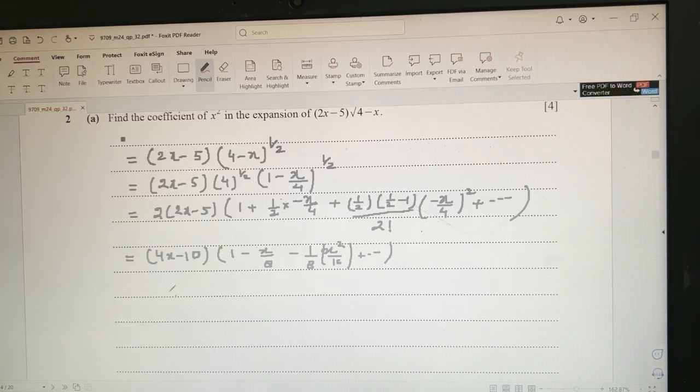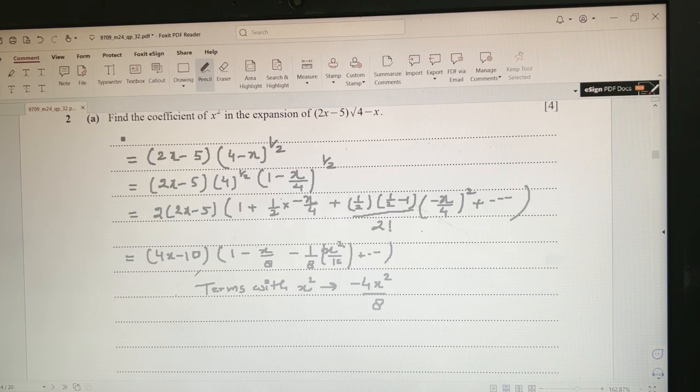So now we need only the coefficient of x square. So what we'll do now, we'll find terms with x square, okay? Terms with x square. So first term will be when 4x will multiply with minus x over 8. This will give you x square. So I'm putting the complete term with x square. So it will be minus 4x square over 8. And then this minus 10 will multiply with next term, that is minus 1 over 8 into x square upon 16. We'll get x square again.